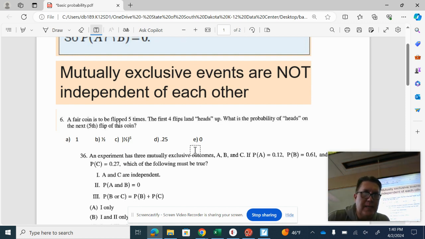Okay, so number 6, a fair coin is to be flipped 5 times. First 4 flips land heads up. What's the probability of heads on the next flip? Well, that would be 50% because they're independent, and that idea needs to come through in there.